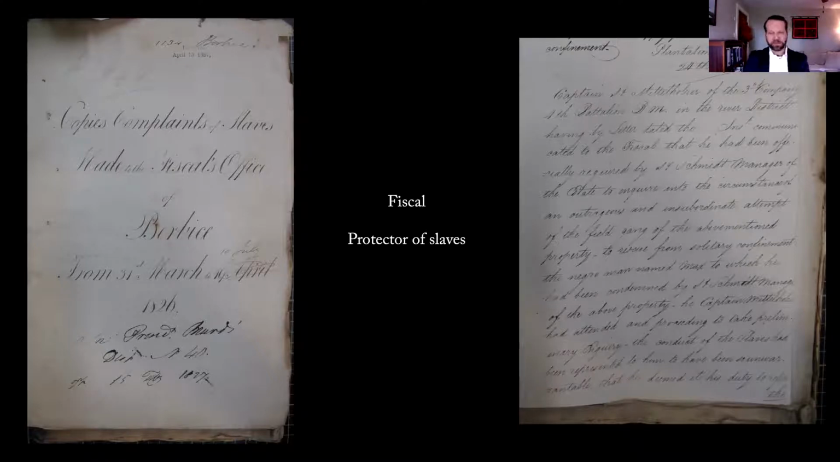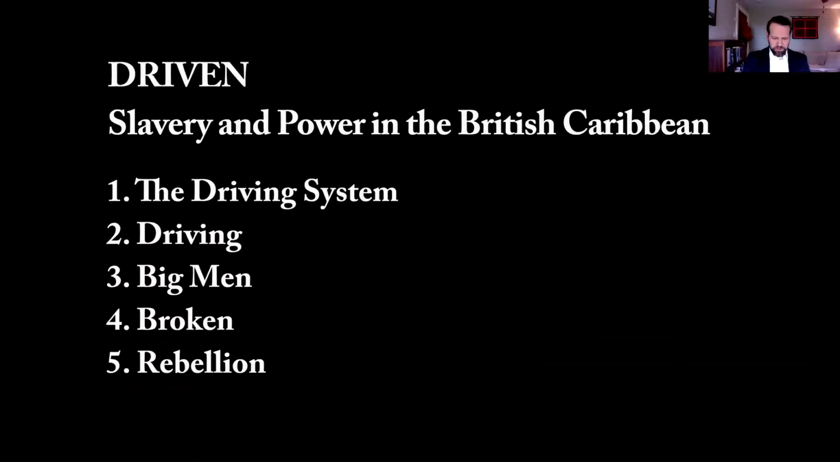The final major decision I made in this project was how to organize it. And so the manuscript that I've been working on is organized thematically. And so I'll give you just a kind of brief overview of the structure of the project and what the chapters focus on. Each of these chapters focuses on the driver's triangular relationships with enslaved laborers and with white plantation authorities.